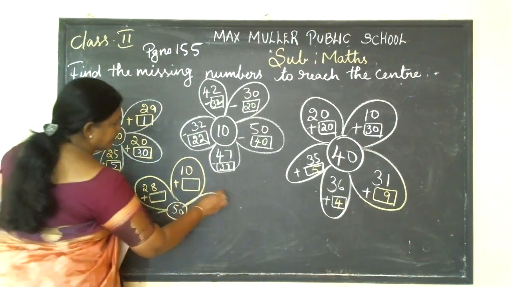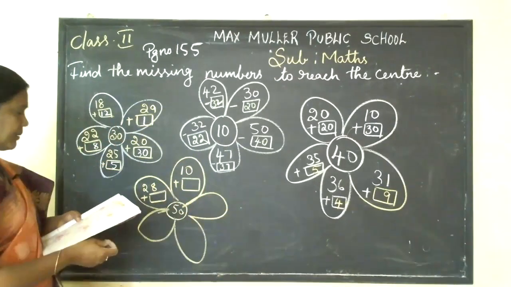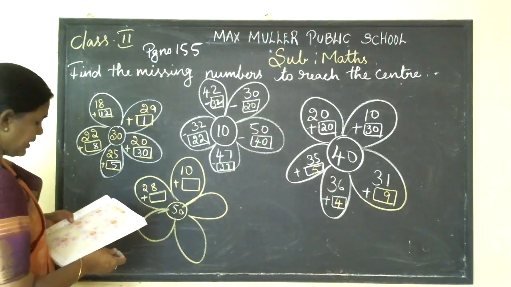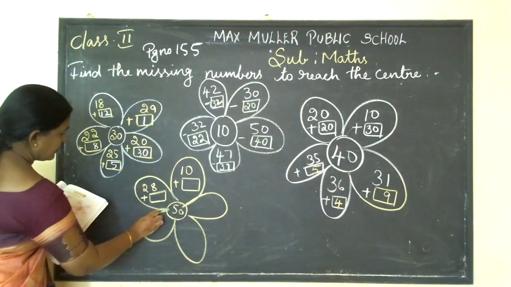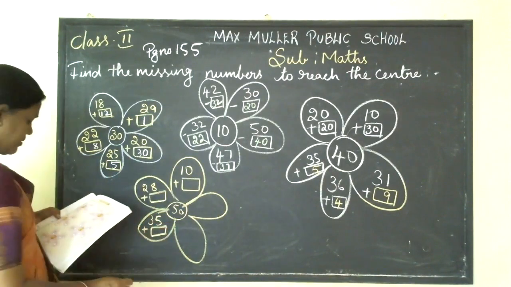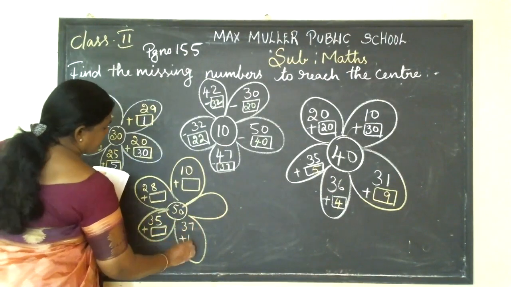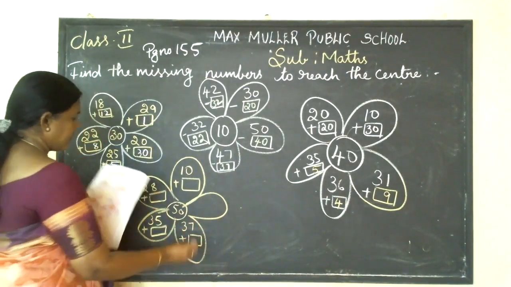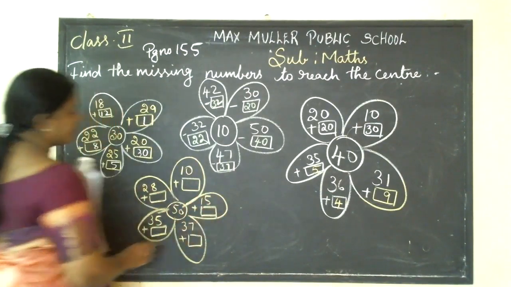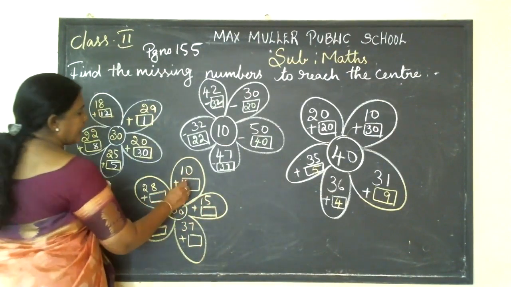See the numbers and write neatly, children. 28, 10 over. Now next, 35 here. 35. 37. Here 15. See for 50, how much do you want to add here?